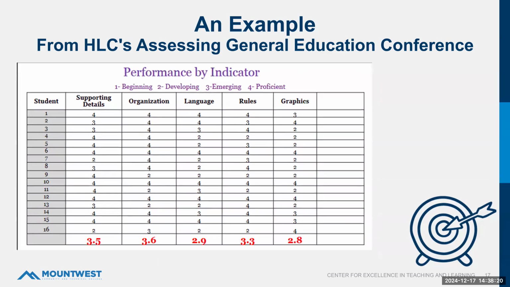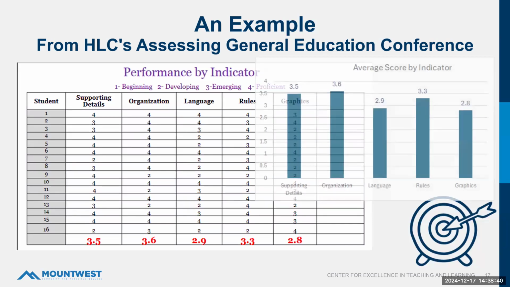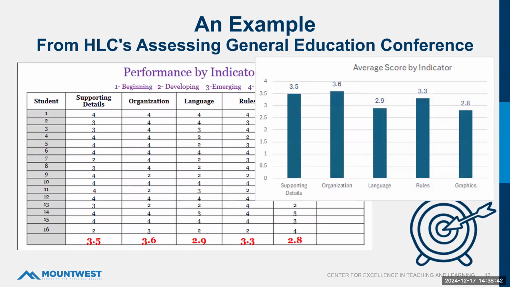Now, what if instead of talking about the overall average, we take the average of each column? So now we're talking about the individual indicators. That might be more useful, right? It'll at least tell us where the problems are. Now we have a better picture. Is it useful? Hopefully it's at least a little more useful.